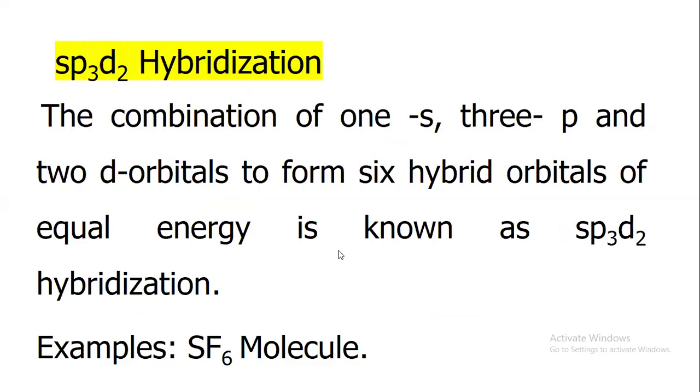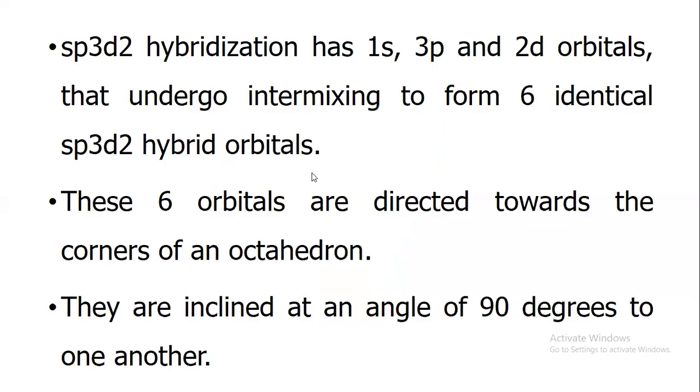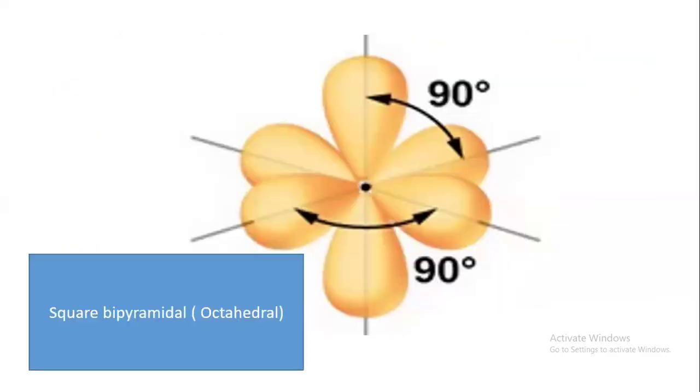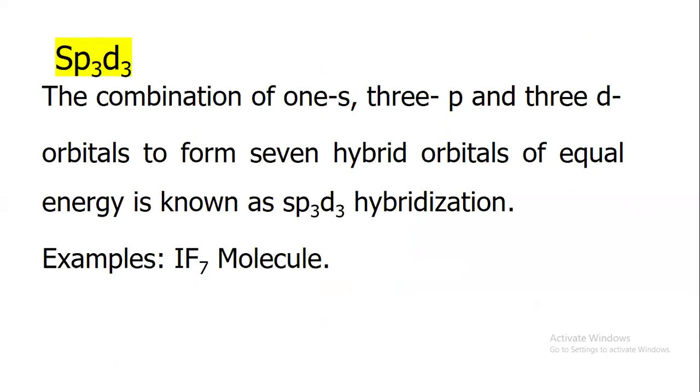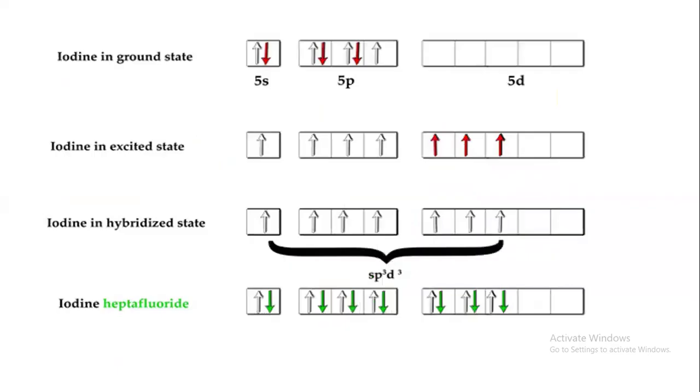sp3d2 hybridization: the combination of one s, three p, and two d orbitals to form six hybrid orbitals of equal energy is known as sp3d2 hybridization. For example, the sulfur hexafluoride molecule. sp3d3: the combination of one s, three p, and three d orbitals to form seven hybrid orbitals of equal energy is known as sp3d3 hybridization. Example, the iodine heptafluoride molecule.